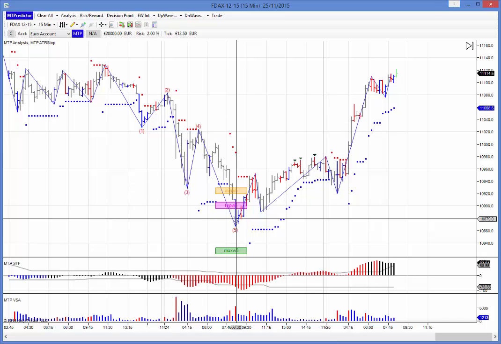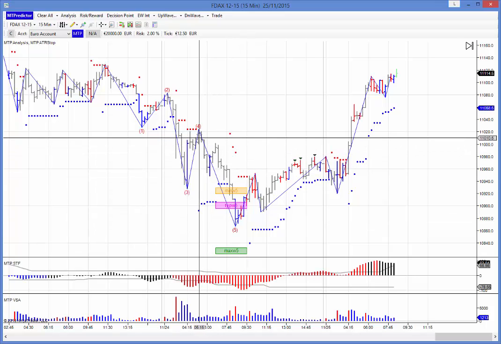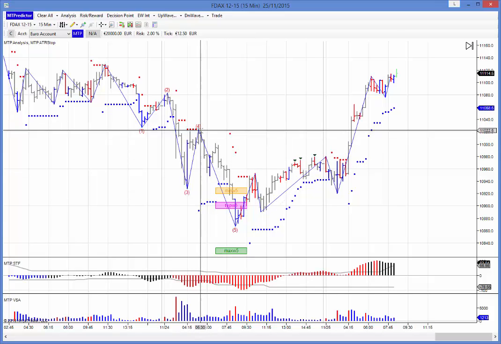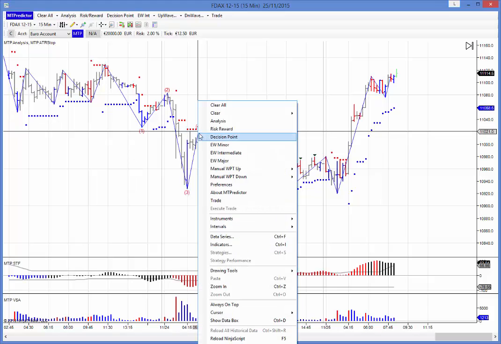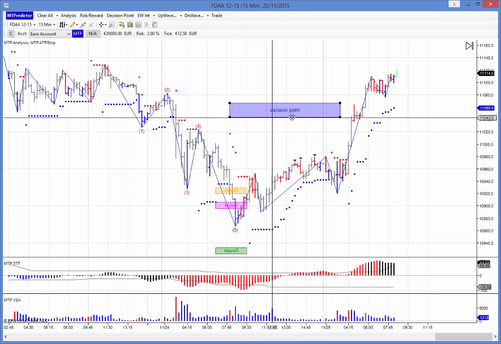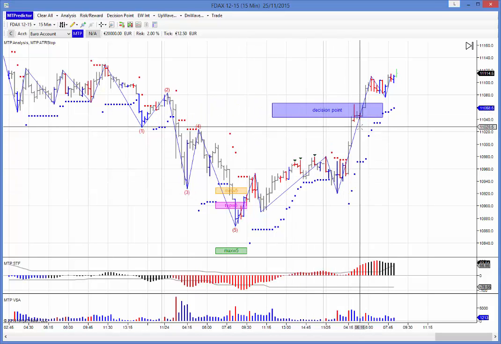Typically after the end of a completed 5-wave sequence, so after the end of a 5-wave decline like that, the market will go to the DP from the prior wave 4. So let's go back to the prior wave 4, right mouse click, place DP on, and that's the level the market is likely to go to.